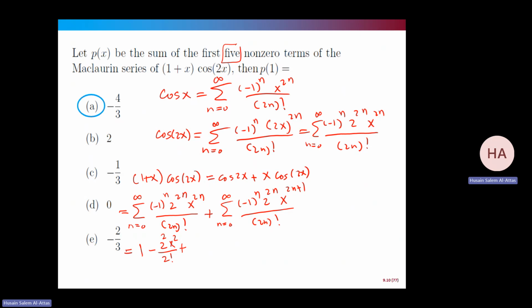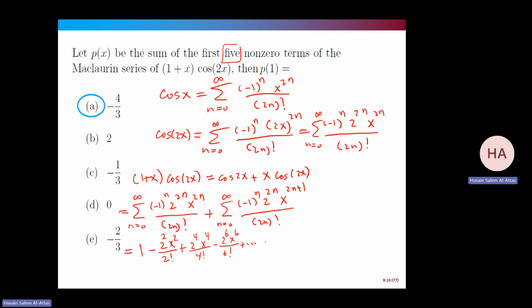At n equal 2, I have what? 2 to the power 4, x to the power 4 over 4 factorial. Do I need the 6? Let me write it. I don't need it, but let me write it. That will be minus 2 to the power 6, x to the power 6 over 6 factorial, plus.